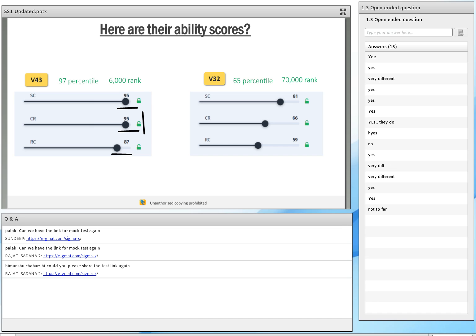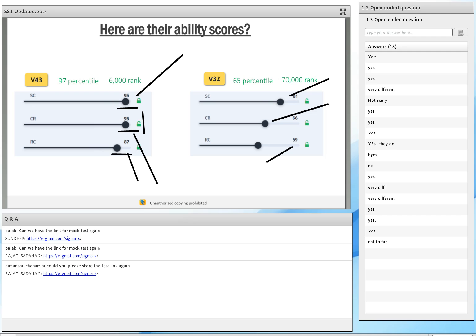I mean, there's this guy who's at 95th percentile in SC, 95th percentile in CR, and this one is at 81st percentile in SC and 66th percentile in CR, 87th in RC, and 59th percentile. So overall, the 65th percentile seems to be justified, and this 97th percentile seems to be very justified as well. Why? Because the probability of a guy being at 95th percentile in SC, 95th percentile in CR, and 87th percentile in RC is very low.